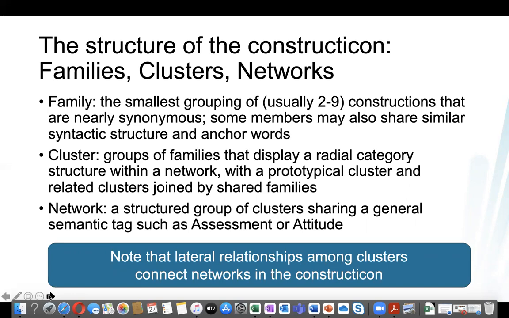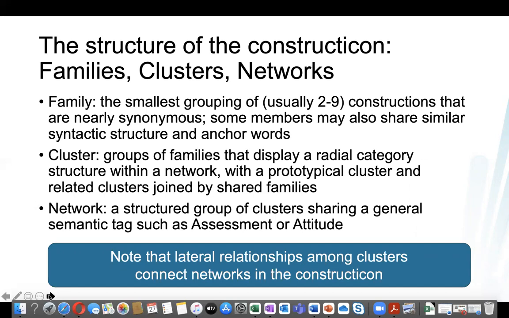So families are the smallest groupings of constructions. They're usually 2 to 9 constructions. And here we see that the constructions themselves are very nearly synonymous. Some members may also share similar syntactic structure and anchor words. Clusters are groupings of families, and clusters can also be grouped together such that they display a radial category structure within a network where one cluster is more prototypical, and then it's joined by other clusters that form the largest type of grouping, a network.